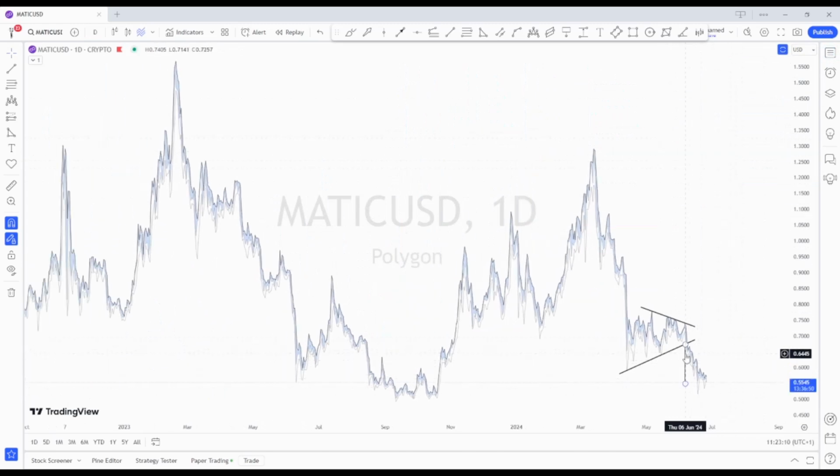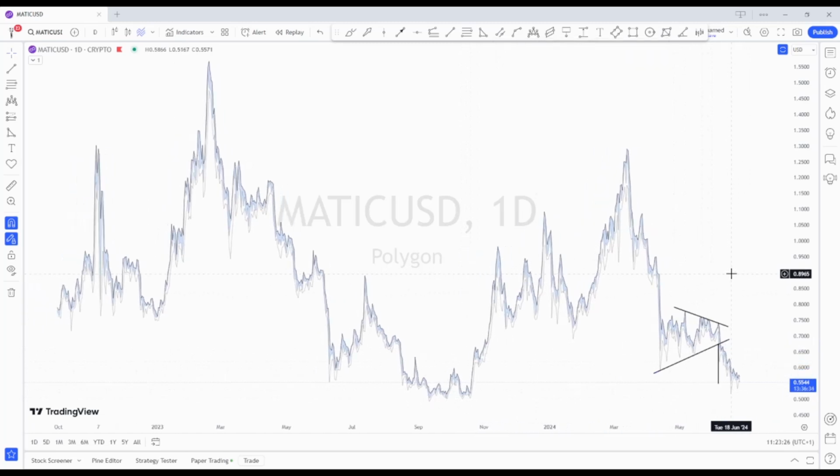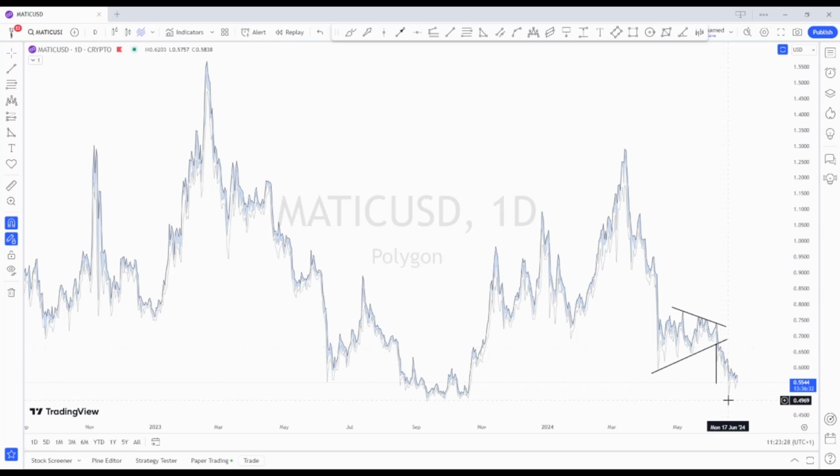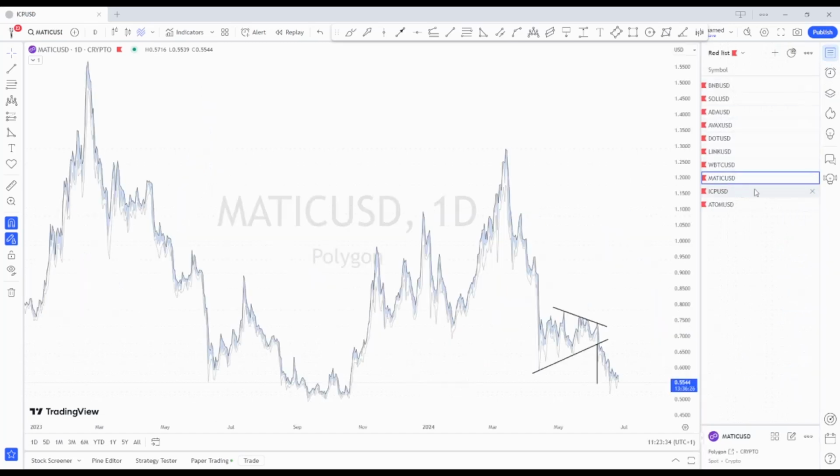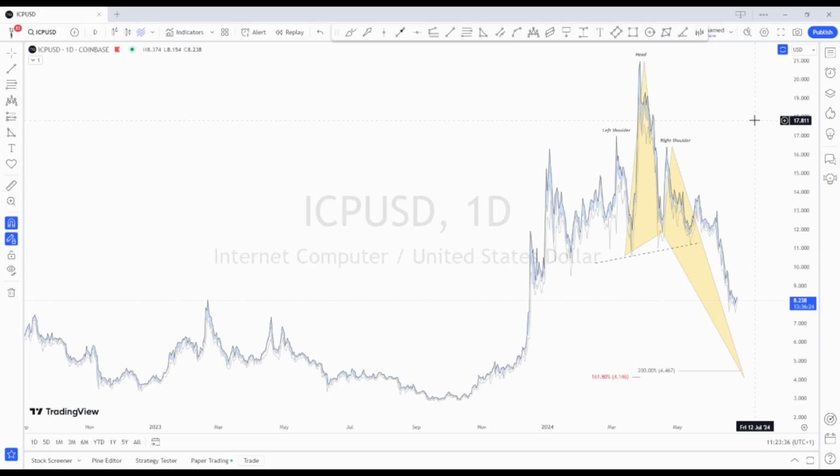Polygon, another one already trading the default expectation based on the triangle pattern. We are also facing, or approaching, the previous lows. Another one that I think it may be useful to start partitioning or taking some measures if somehow you took advantage of this breakout. Nothing more to say.